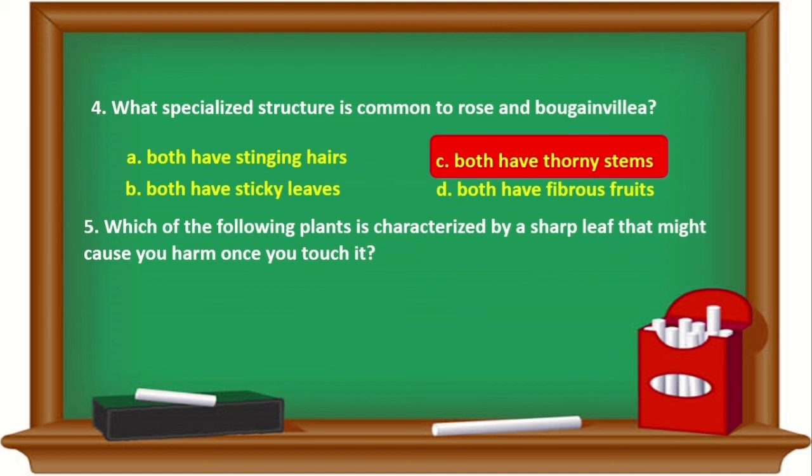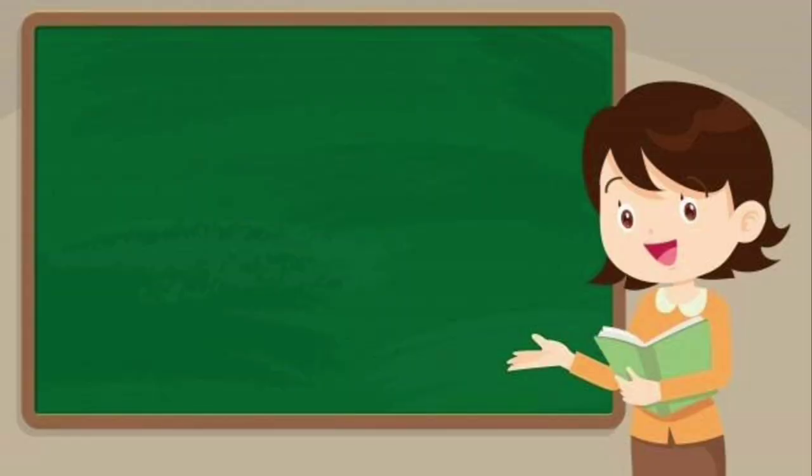Number 5. Which of the following plants is characterized by a sharp leaf that might cause you harm once you touch it? Is it A. Ginger, B. Calamansi, C. Rose, or D. Cogon? If you answer letter D, Cogon, very good.